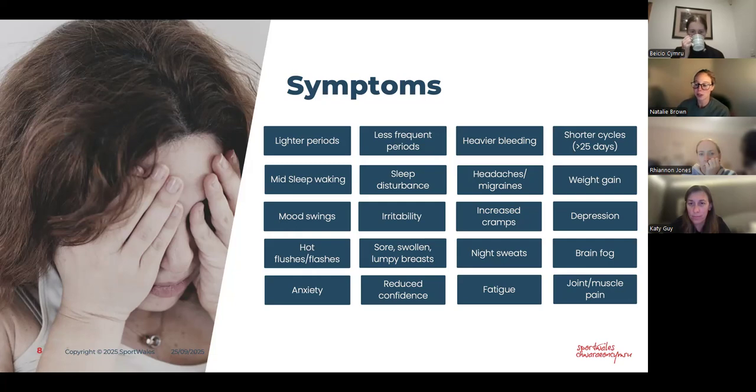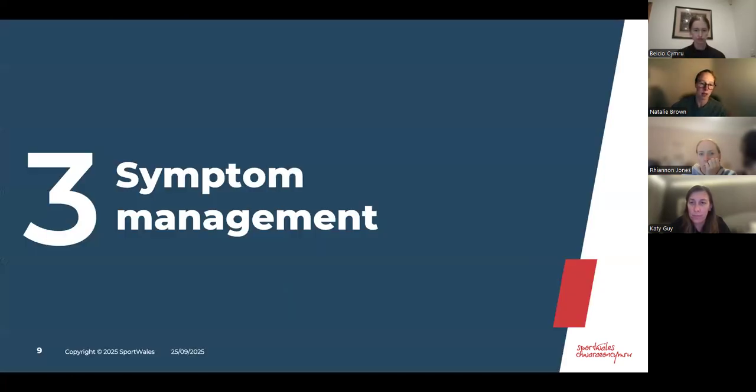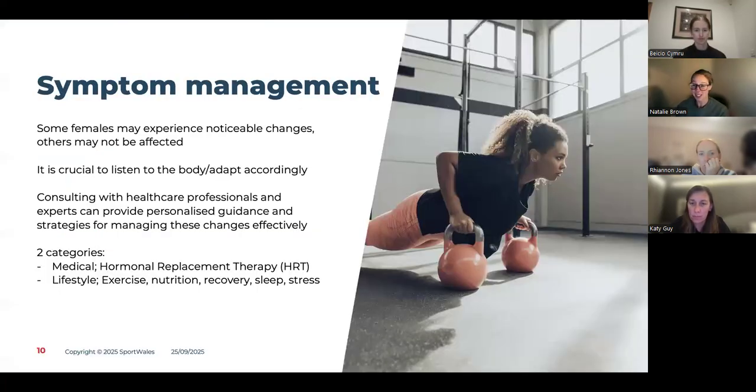Some individuals will not experience any symptoms, might not be affected at all, like barely noticeable. Whereas for some females, they might experience really noticeable changes and quite severe symptoms. So again, it's very variable, very individual in terms of what someone experiences, how long those symptoms last, and the severity of those symptoms.